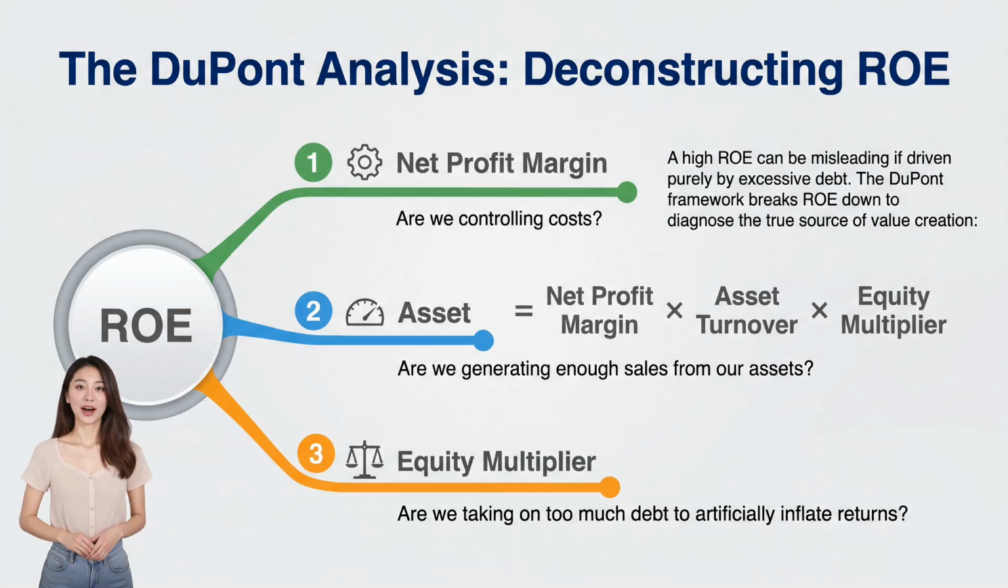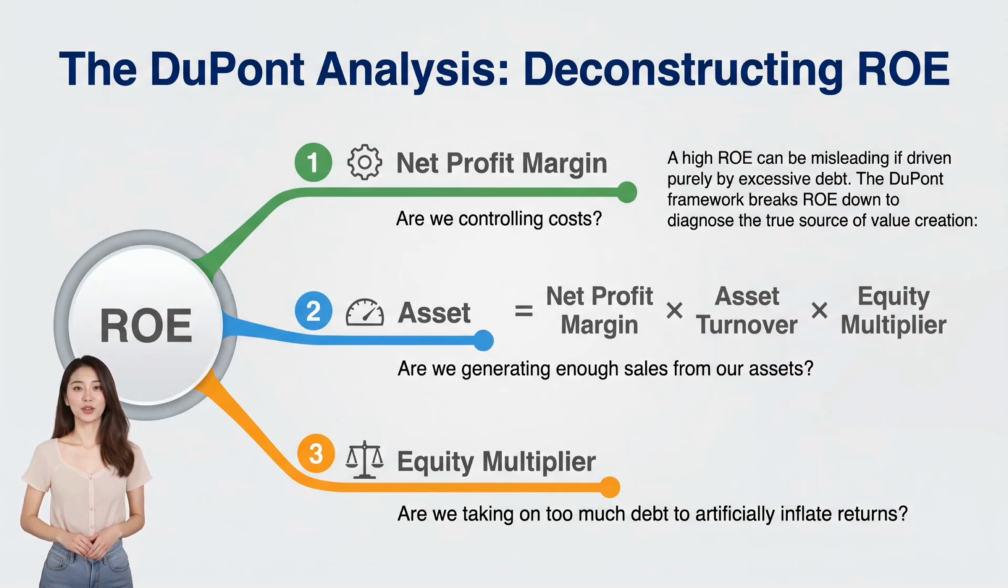The DuPont framework decomposes ROE into three drivers to diagnose the true source of returns: net profit margin, asset turnover, and the equity multiplier. The graphic makes clear that a healthy ROE should come from strong margins and efficient asset use, not excessive leverage.